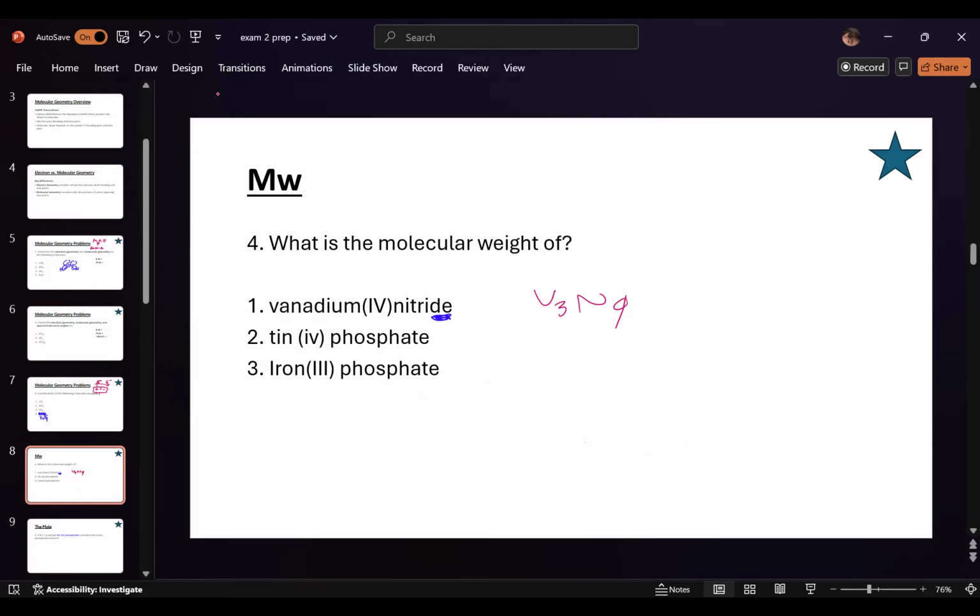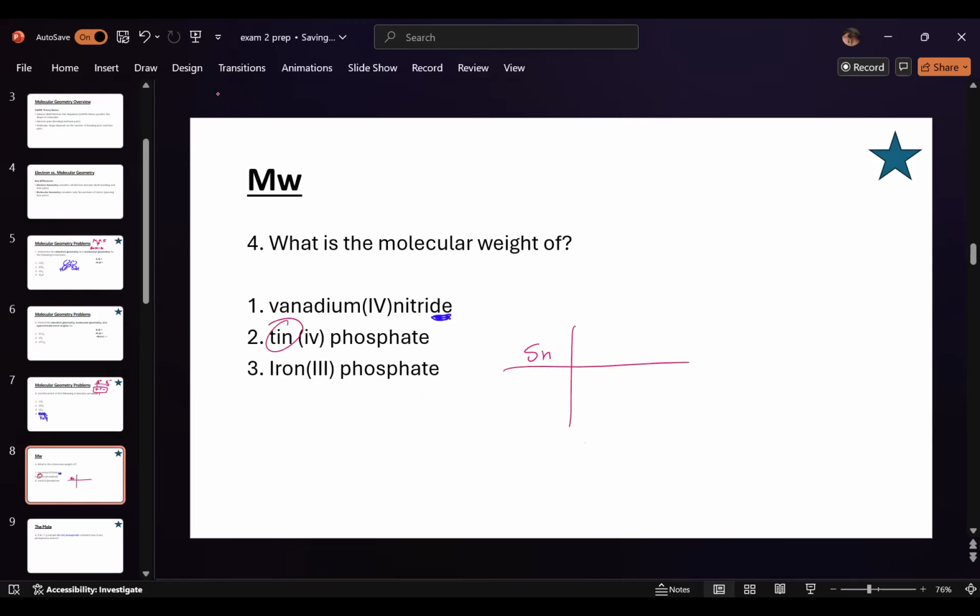Then you have tin. People get confused for this one. I understand why, no shame. If you see tin, you might instinctively think Ti. Ti is titanium. Then you might think it may be SB, but SB is antimony. The symbol for tin is Sn.